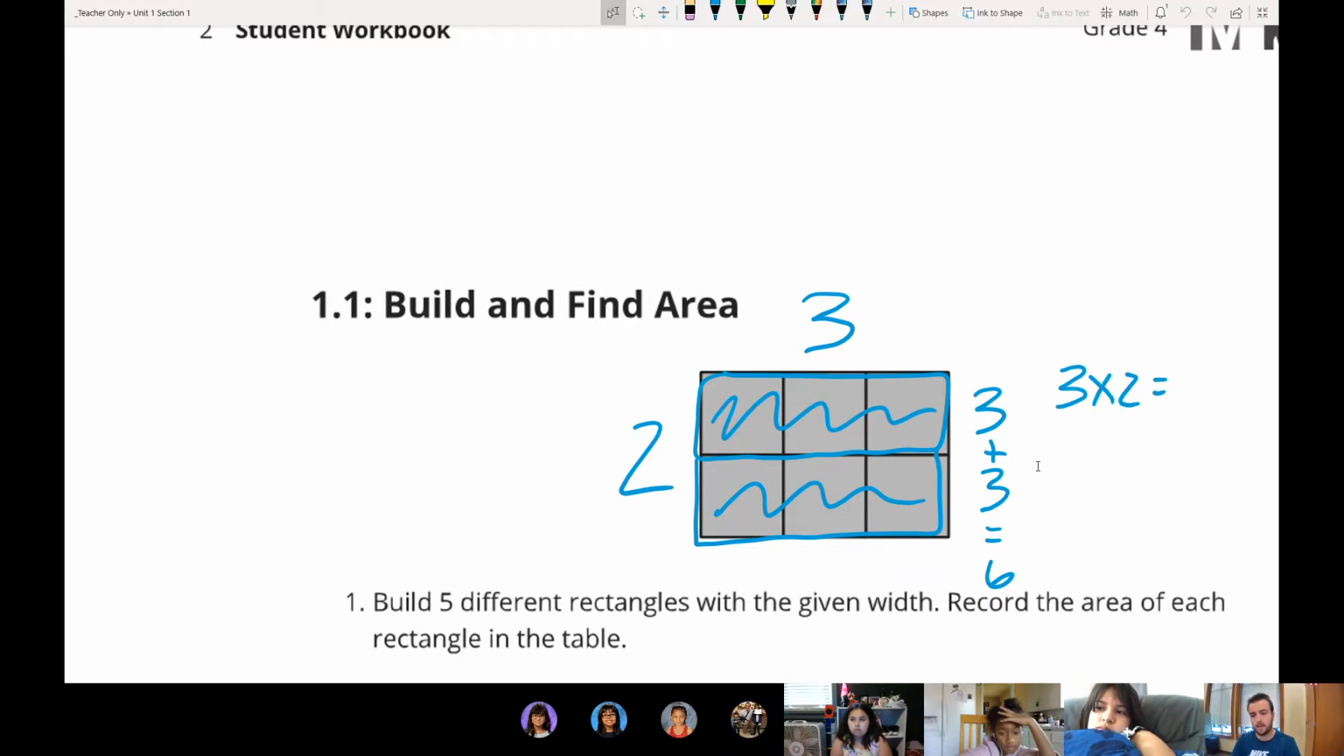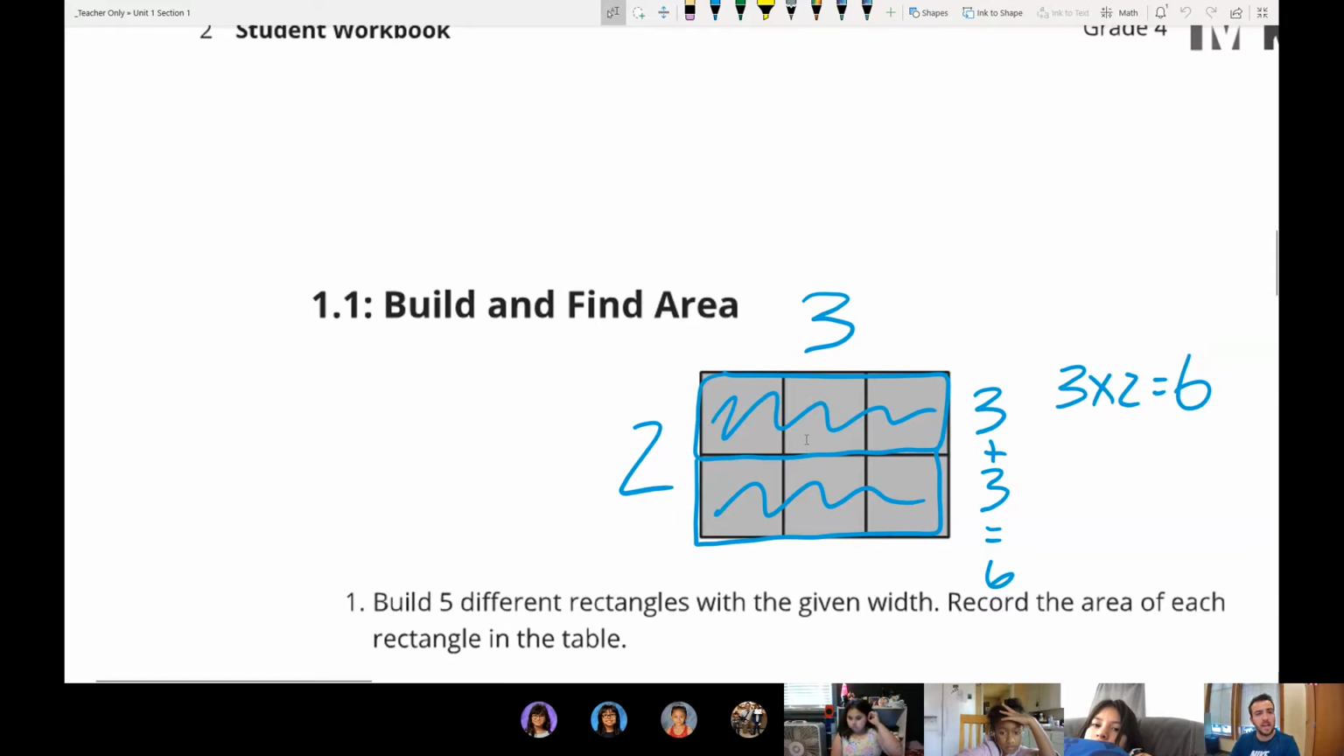And what do you get? 6. You get the same answer. All right, there are 2 ways of doing it. With something as small as a 2 by 3 rectangle, maybe you can count up those groups of units.